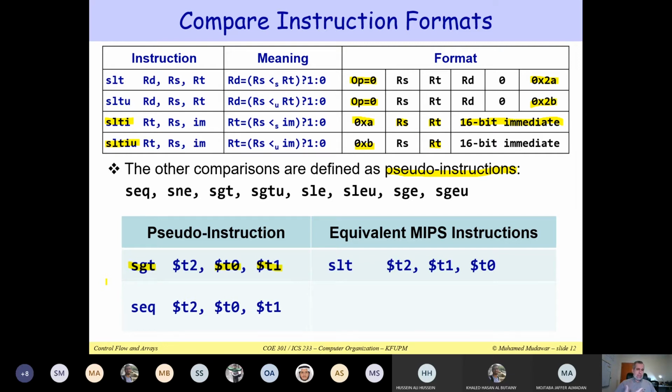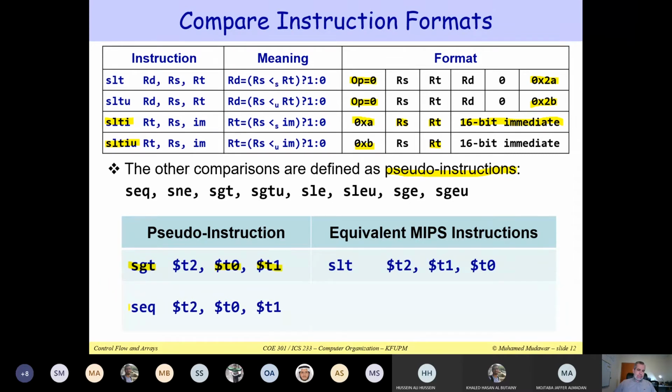So pseudo instructions allow the programmer to extend the instruction set without the need to define these in the hardware. So these are not really real instructions. They are only defined by the assembler, and it is just software that will translate them into equivalent MIPS instructions.